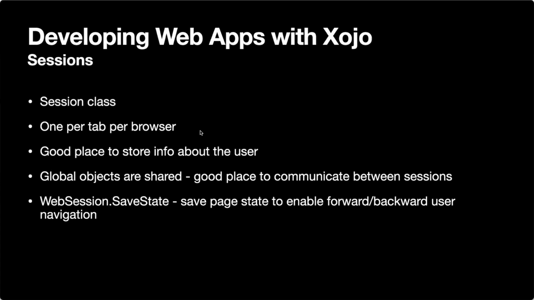If you want the user to be able to navigate with the forward and backward buttons in their browser, then you'll want to take a look at the save state method of web session. This gives you an opportunity to save the information that's on the page, and then when the user comes back, you can repopulate the page with that information. So take a look at the save state method if you want to do that.